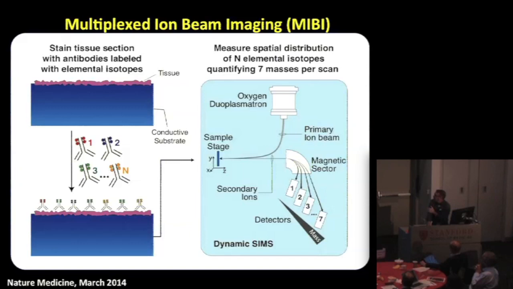But what it does is it shoots a primary ion beam, about 100 nanometer to 200 nanometer resolution, at the stage. It knocks off the isotopes. This is called an oxygen duoplasmatron. I think this was named by Woody Allen from one of his early movies, Sleeper. And then you collect the ions in a magnetic sector. We're actually replacing this with a TOF, and I'll show you what we're going to be doing in a few minutes.